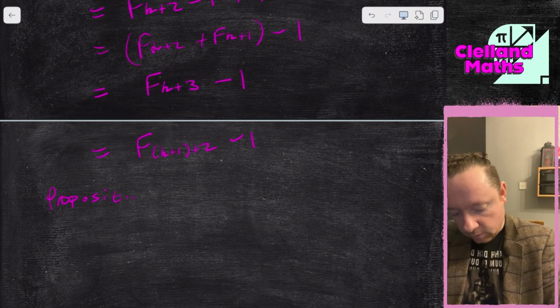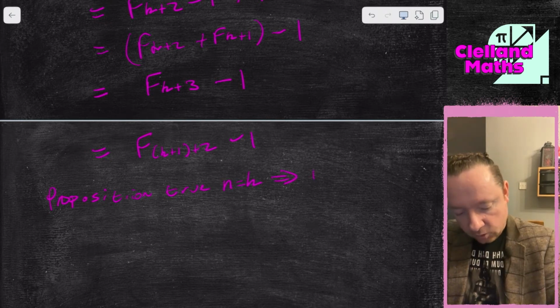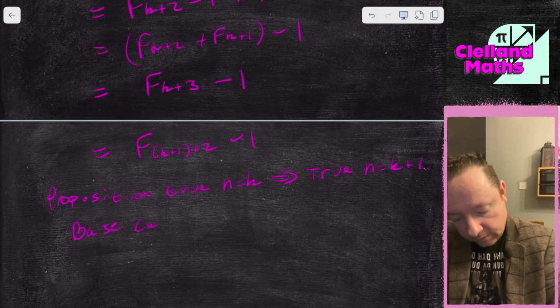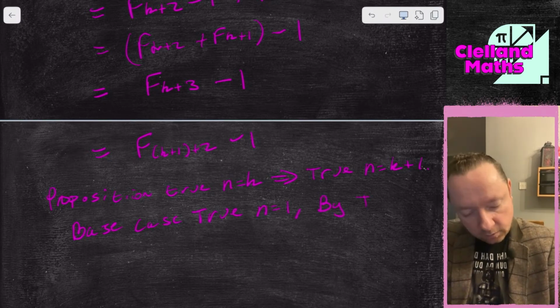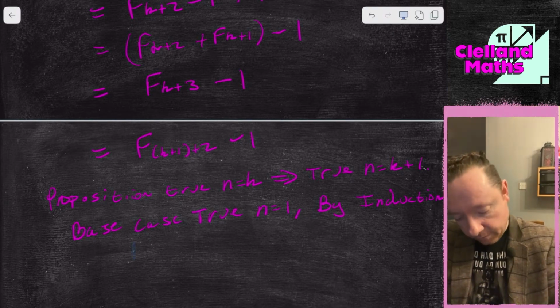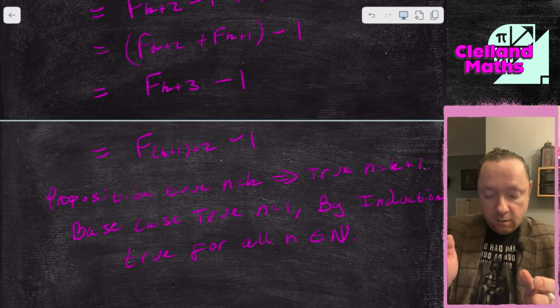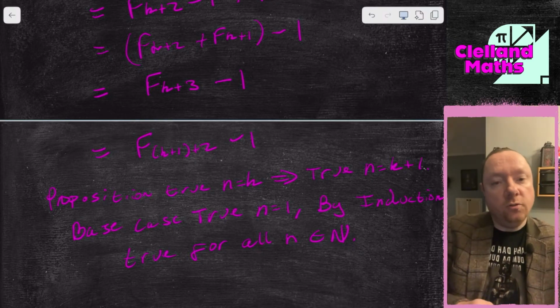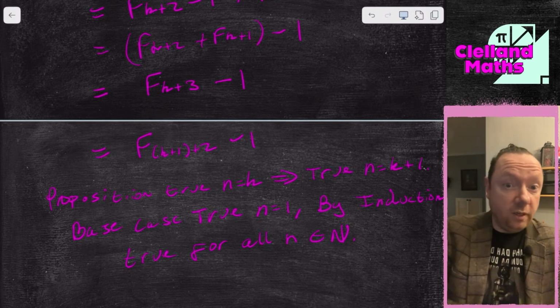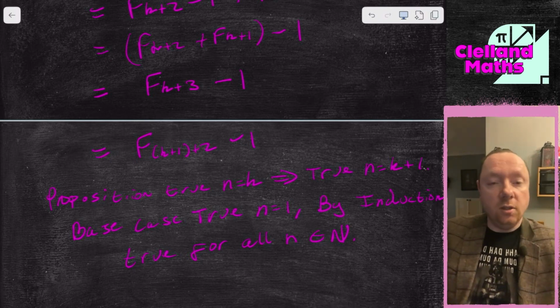Proposition: true for n equal to k implies true for n equal to k plus 1. Base case: true for n equal to 1. By induction, true for all n a member of the natural numbers. So we've said true for n equal to k implies true for n equal to k plus 1, and with the base case true for n equal to 1, therefore it's true by induction for all n.